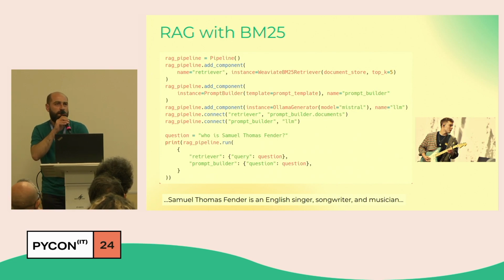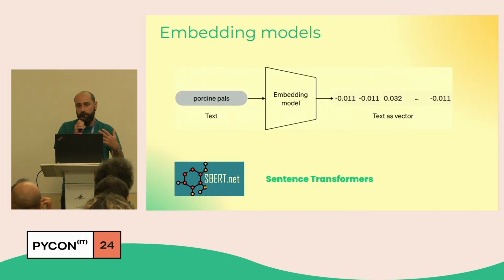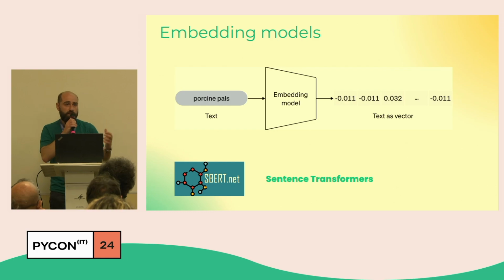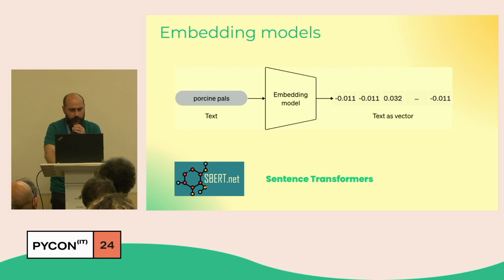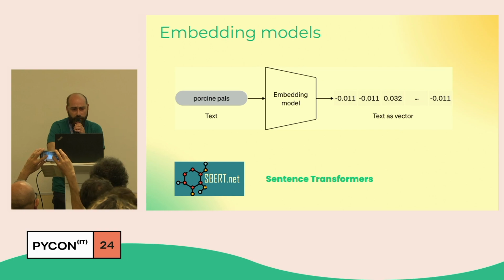But let's talk about embedding and vector retrieval. First, we have to introduce the embedding model, which is another type of language model. These don't produce text, but they produce a vector that represents the semantic meaning of the original text. And yeah, a very common library for producing these embeddings is Sentence Transformers, which is open source, and currently it is maintained by Hugging Face.